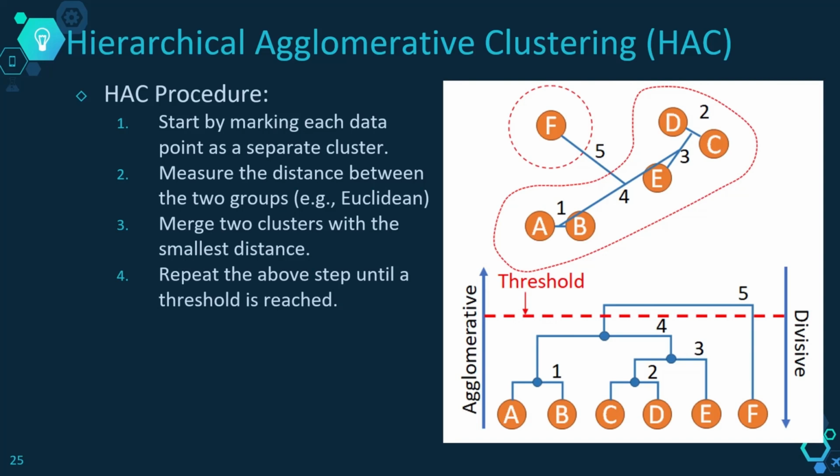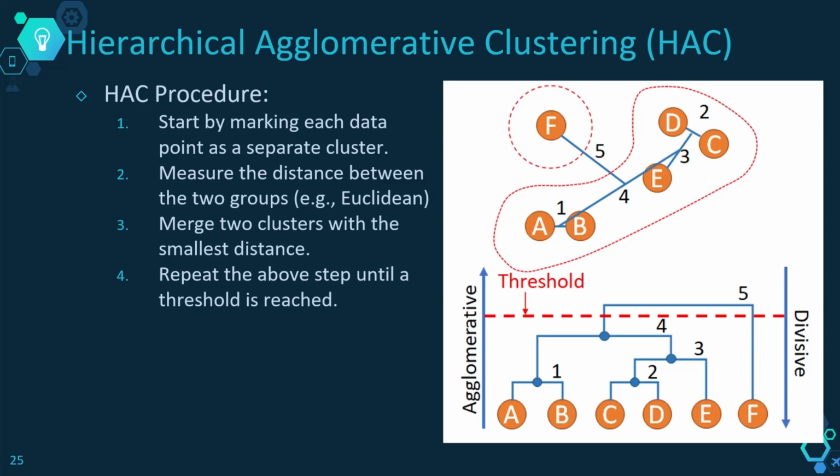category of clustering method is the hierarchical clustering method. In this one, we'll introduce one of them. It's called hierarchical agglomerative clustering, or HAC. And for HAC, the procedure is actually pretty straightforward. We start by making each data point a separate cluster. So let's say you have 100 points, we assume that we have 100 clusters at the very beginning.